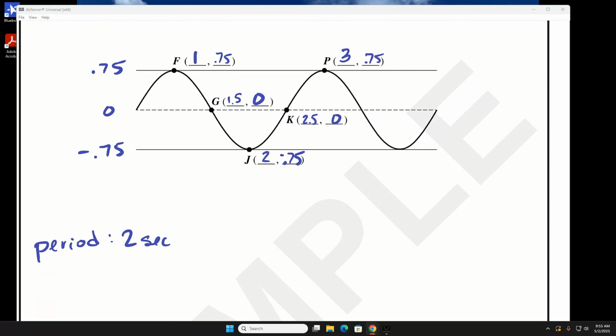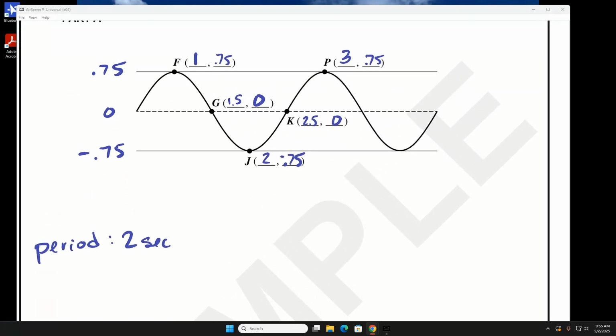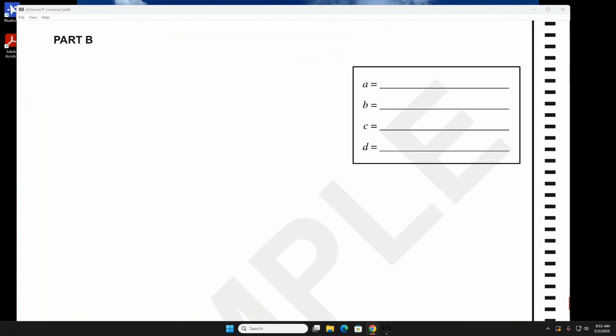So what do you guys think D is, the midline? 0. What about A? 0.7. Yes. The distance between the midline and the maximum. All right, and then B is going to be 2 pi divided by the period. And we said the period on this one was 2. So B is pi. Good job.